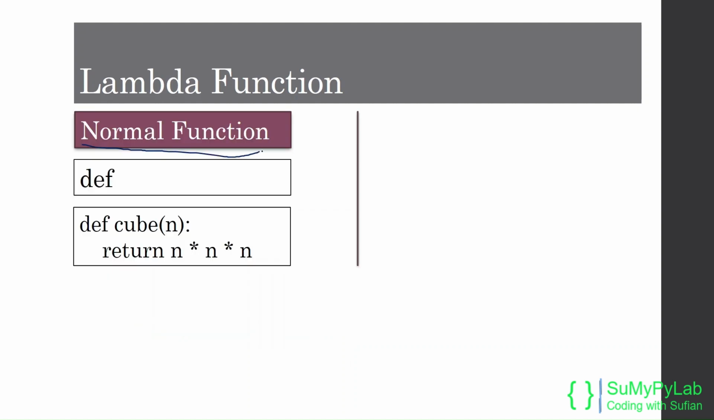In Python, normal functions are defined using the keyword def. Here, def is the keyword for defining a function named cube. n is a parameter of the function cube. The return statement returns the cube of n after evaluation of this expression.